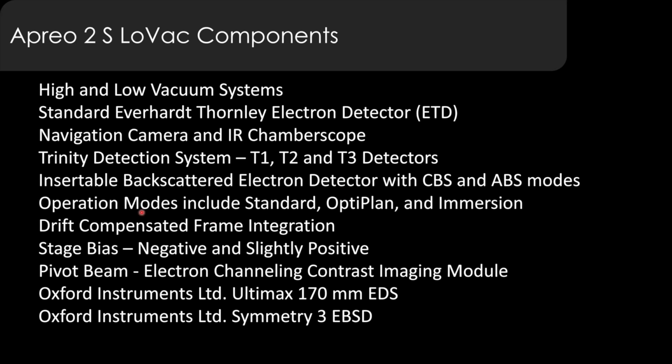The microscope itself does have some different modes of operation, which affect the imaging and working distance you can work at. It also does have drift compensation, which can help if we're having charging effects. We can also do some stage biasing to help with the landing energy we're using and possibly charging on the system. And we do have a pivot beam system, which can be used for electron channeling contrast imaging. Attached, as I pointed out earlier, we have some Oxford Instruments EDS and EBSD detectors that are fairly high-end and state-of-the-art.